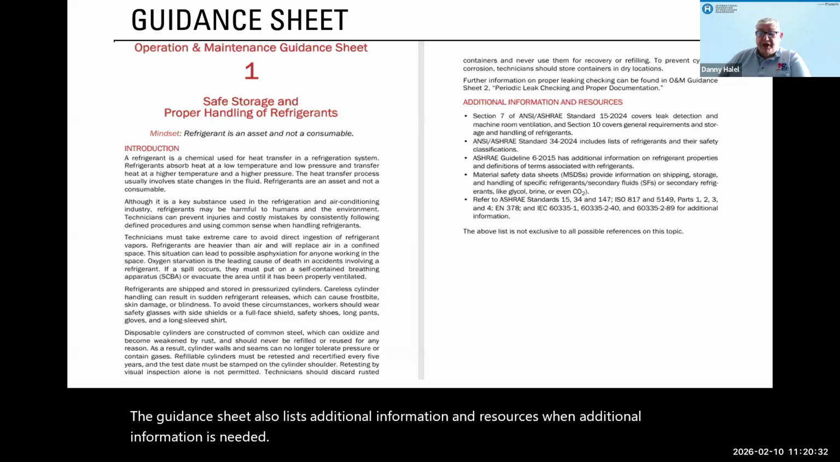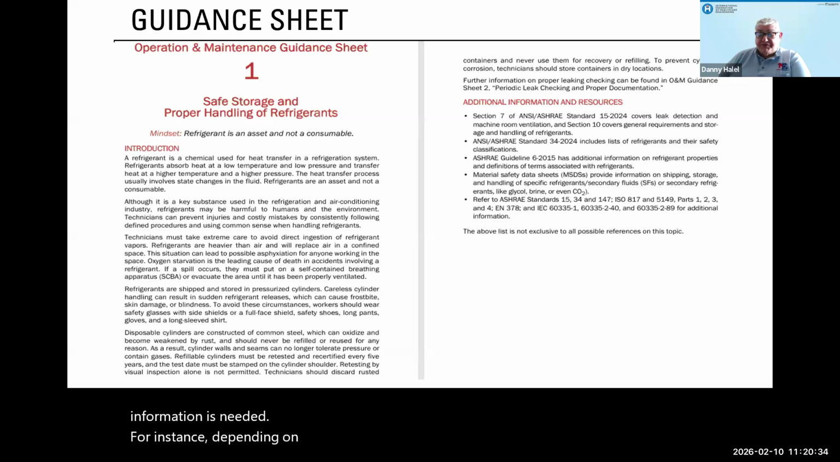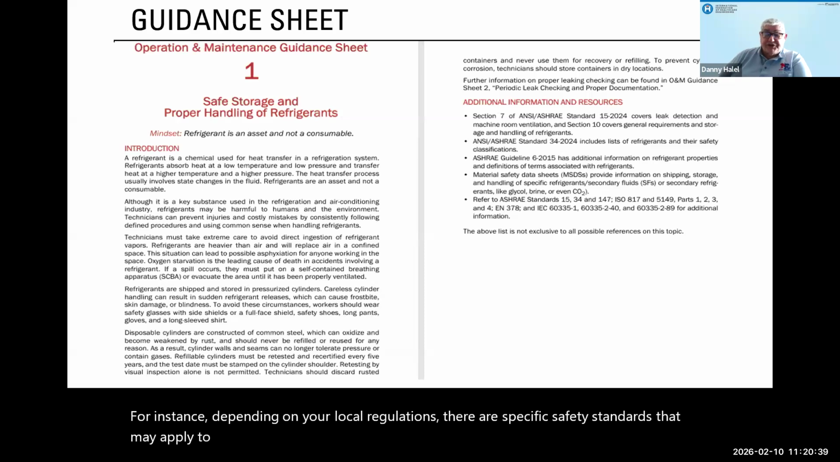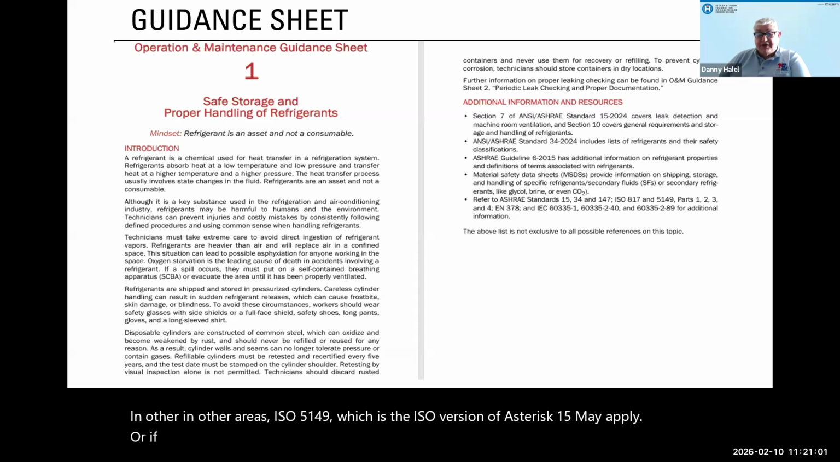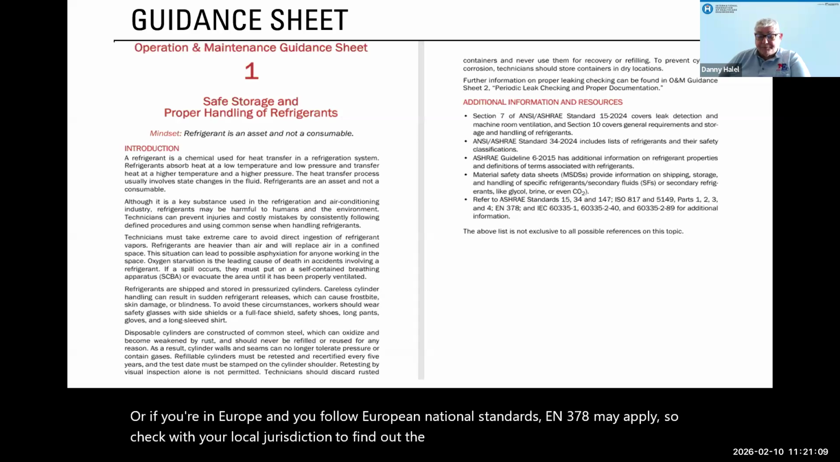For instance, depending on your local regulations, there are specific safety standards that may apply to your system. In parts of the world, ASHRAE 15, which is the safety standard for refrigeration systems, may apply. In other areas, ISO 5149, which is the ISO version of ASHRAE 15, may apply. Or if you're in Europe and you follow European national standards, EN 378 may apply. So check with your local jurisdiction to find out the standard that applies to where you are.